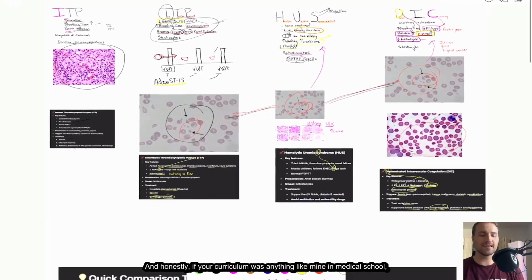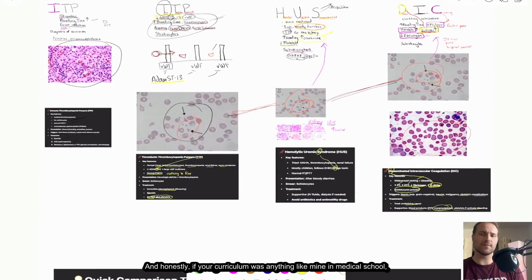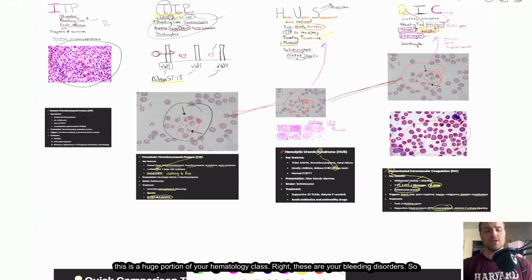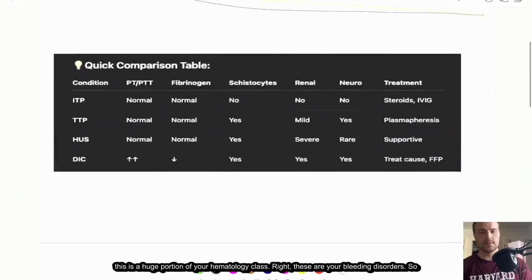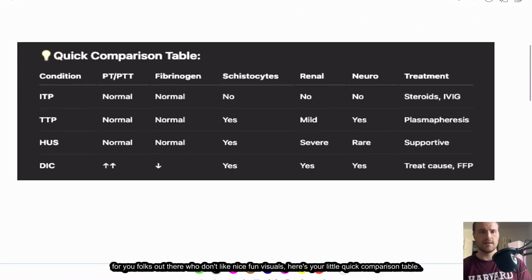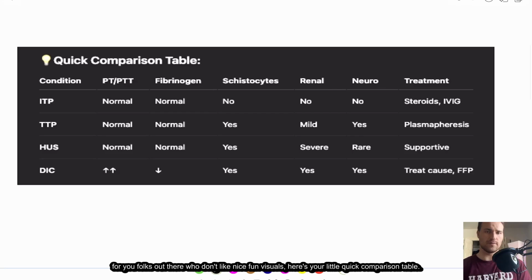And honestly, if your curriculum was anything like my curriculum in medical school, this is a huge portion of your hem-onc class, right? These are your bleeding disorders. So for you freaks out there who don't like nice fun visuals, here's your little quick comparison table.